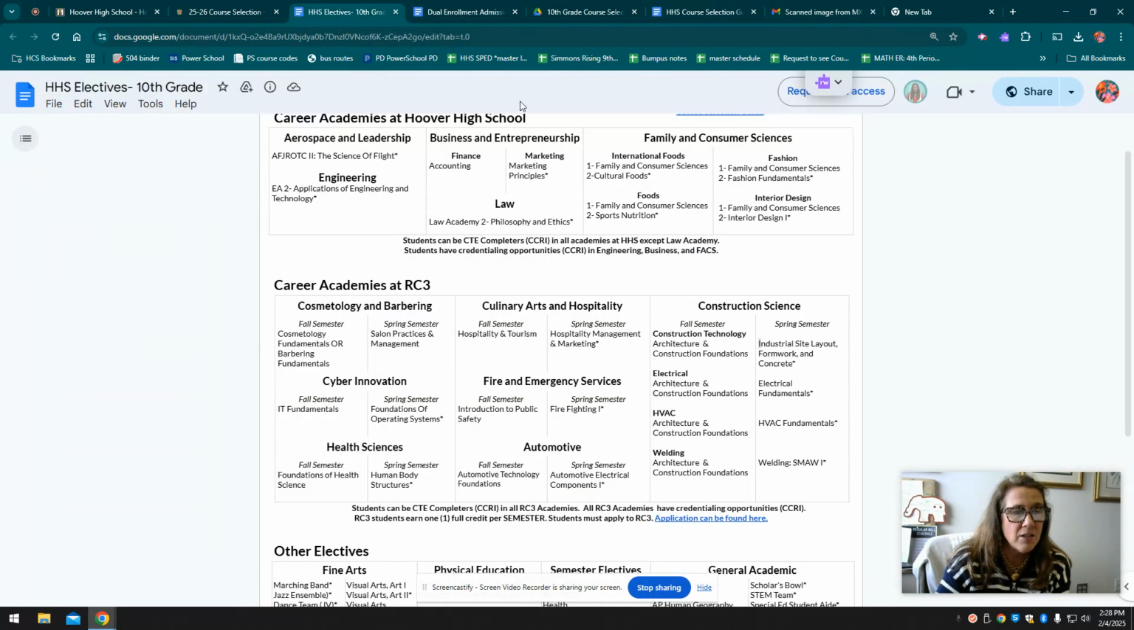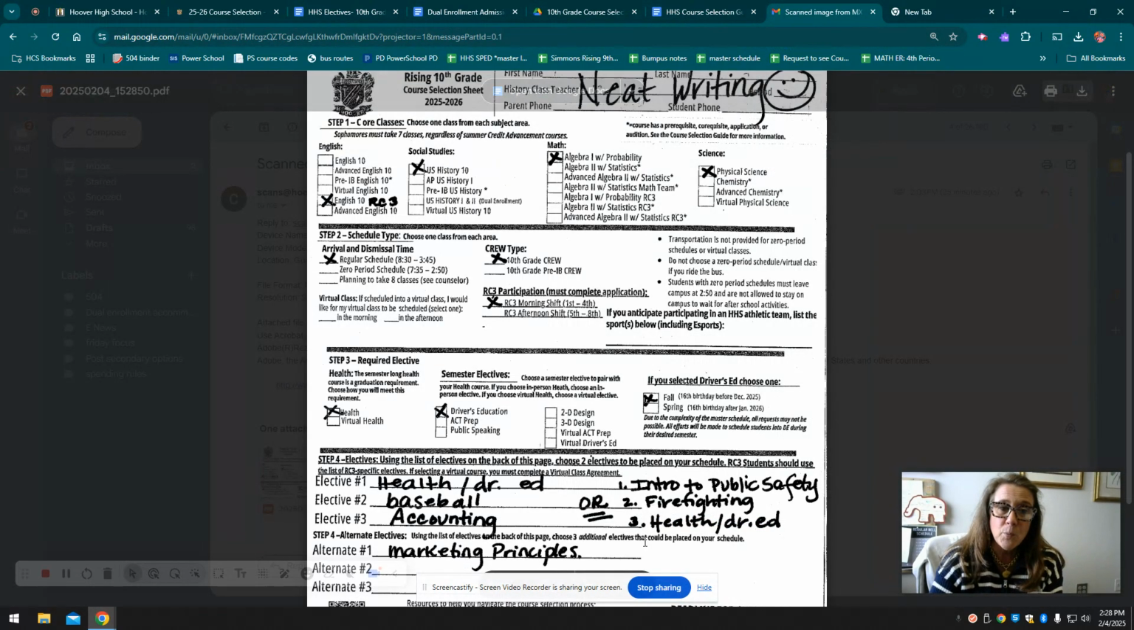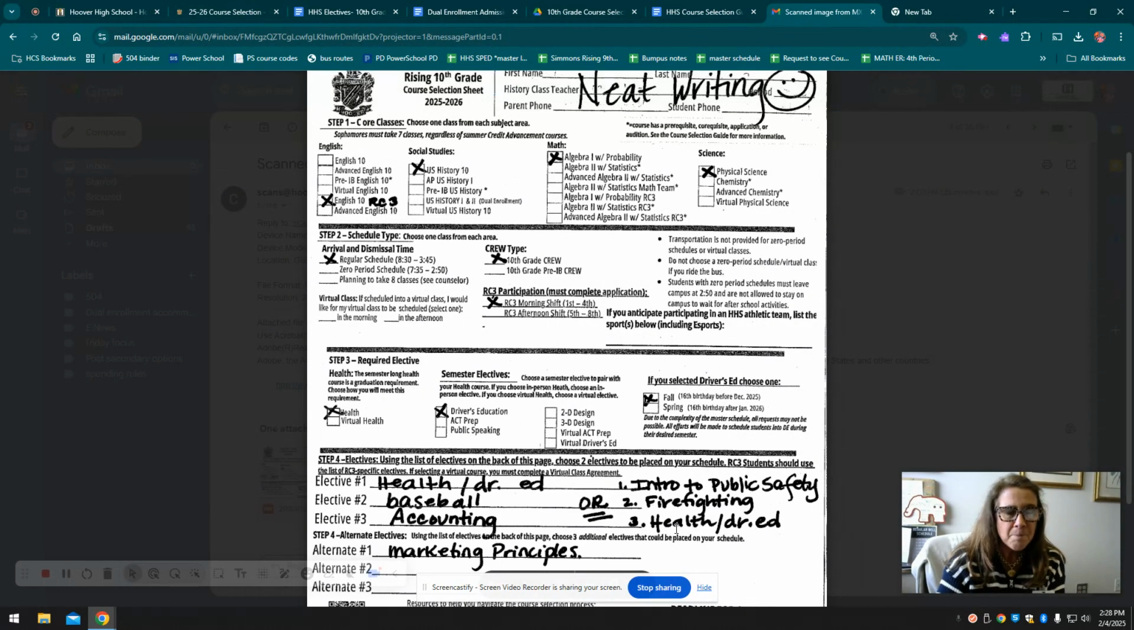So again, back to the elective sheet. See, one is in the fall. Here's Intro to Public Safety, and then the spring is firefighting. They have to put both. And then back to our sample, then they have room for one other elective, and the sample student is going to do health and driver's ed. So those are their 3 electives, and that's all they have room for.